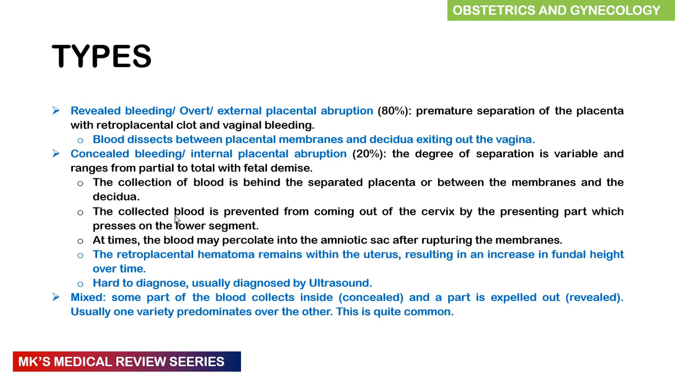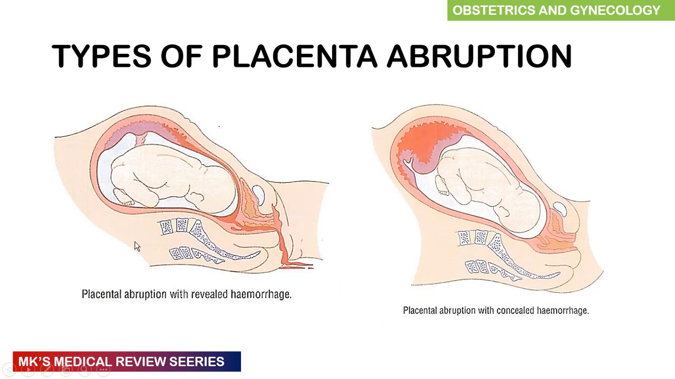And of course, you may sometimes have a mixed variant where you have some of the blood coming out and some of it being concealed. Usually there's one variant that predominates over the other. And this is actually the much, much more common variant that we see in the population. Now here is a placenta abruption with revealed hemorrhage.